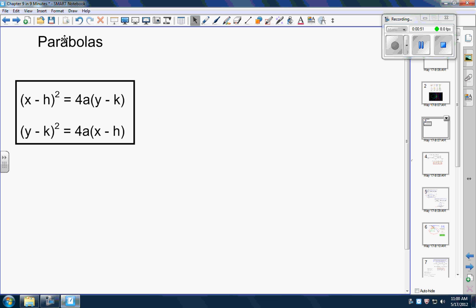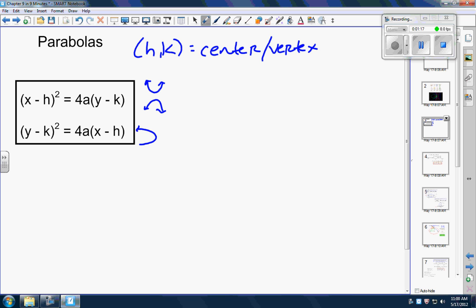Here is the equation for parabolas. Obviously, these have h and k as your center or vertex, however you want to think about it. If it's an x squared, we know it opens up or opens down. If it's a y squared, it opens sideways or the other way. We said a was always the focus distance.